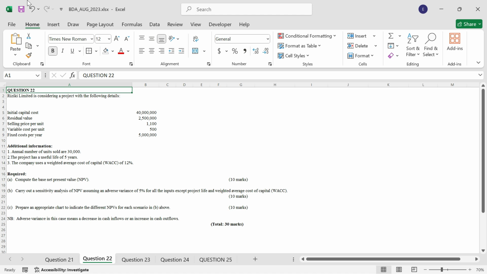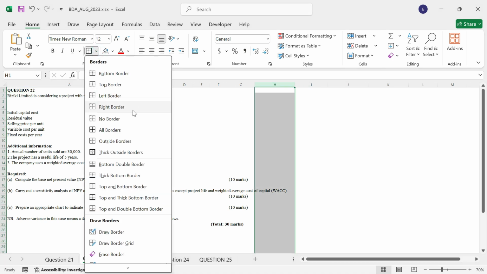Our question says, Reduce Limited is considering a project with the following details: initial capital cost 40 million, residual value 2.5 million, selling price per unit 1,100, variable cost per unit 500, fixed cost per year 5 million. Additional information: annual number of units sold are 30,000. The project has a useful life of 5 years, and the company uses a weighted average cost of capital of 12%.